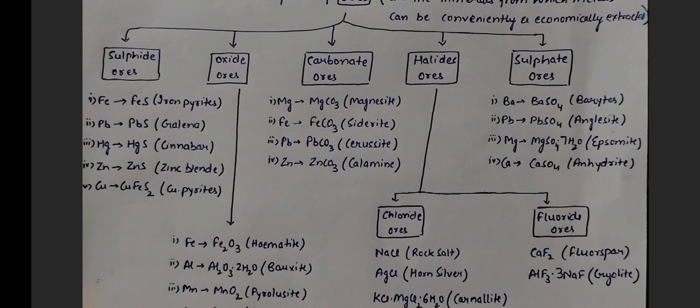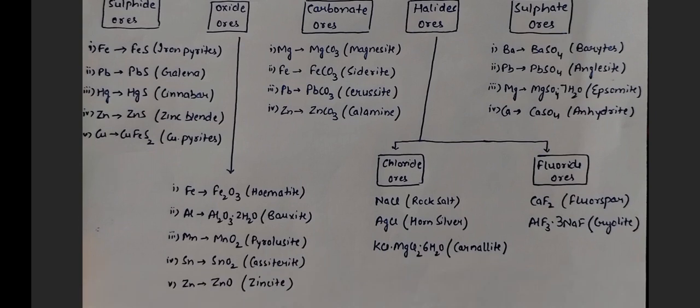Now, the halide ores. Halide ores are of two types, that is chloride ores and fluoride ores. Chloride ores. The chloride ore of sodium is known as rock salt. Chloride ore of silver is known as horn silver, and next one is KCl.MgCl2.6H2O. This ore is known as carnallite. Next is fluoride ore. Calcium fluoride is known as fluorspar, and AlF3.3NaF is known as cryolite.